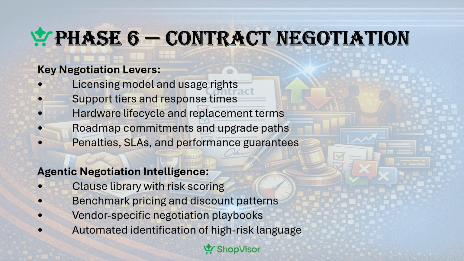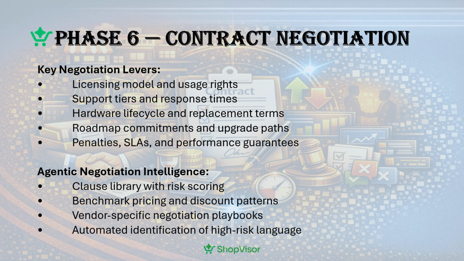So the agentic negotiation intelligence gives you a clause library with risk scoring, benchmark pricing and discount patterns, vendor-specific negotiation playbooks, and an automated identification of high-risk language.